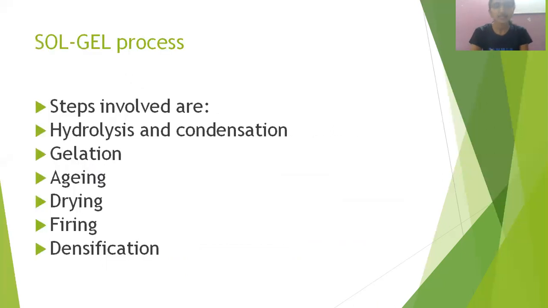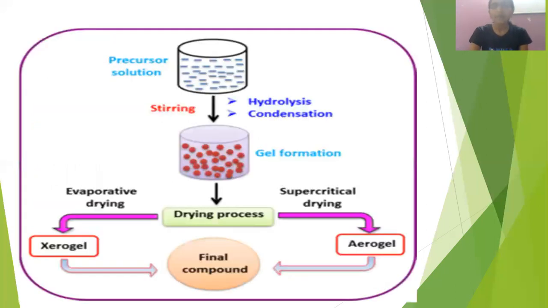Now let us see the steps involved in the sol-gel method. As you can see, the steps involved are hydrolysis and condensation, gelation, aging, drying, firing, and densification. These are the steps involved in the sol-gel process. Now let us look at each process in detail. I'll explain the process with this diagram, and later on we'll go to the steps.